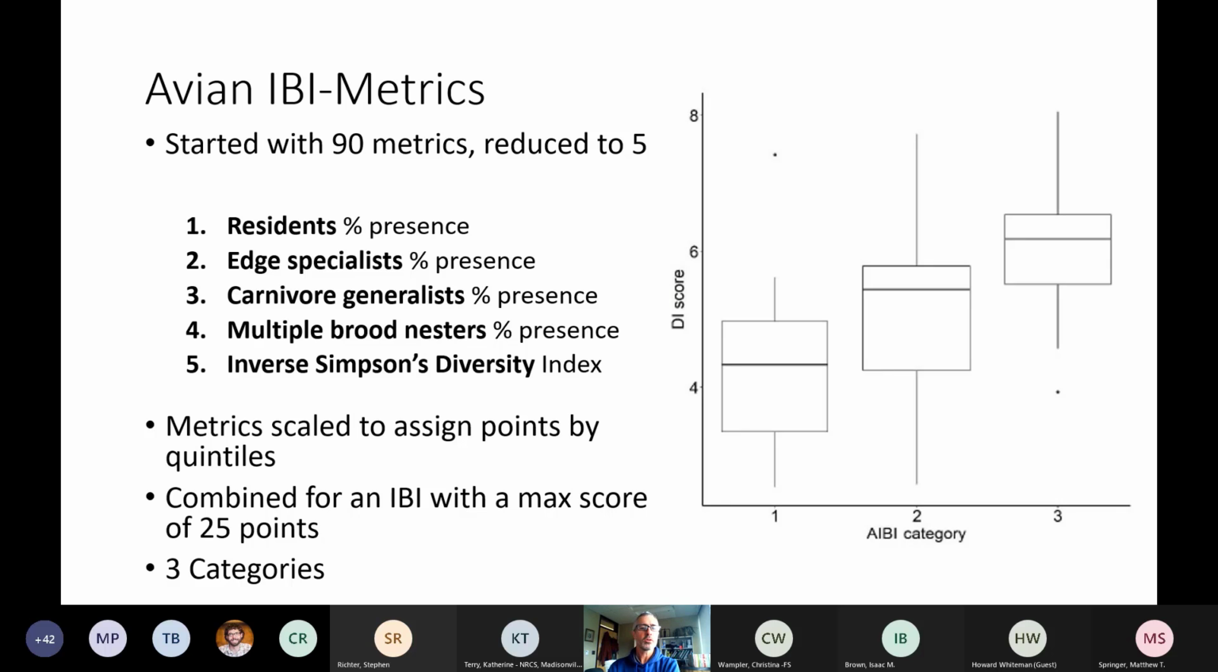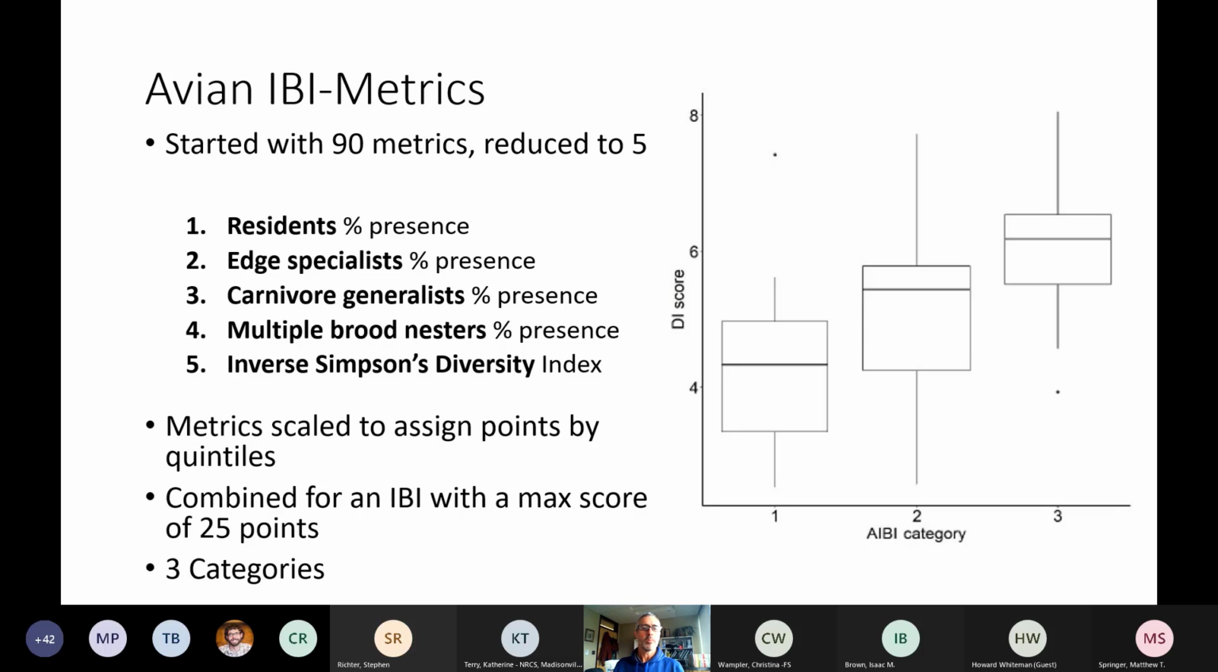So again, some of these metrics reflect the absence of disturbance, like the carnivore generalist and the Simpson's inverse diversity, and others reflect the presence of disturbance, like the percent residents, the percent edge specialist. So it's hopefully capturing different functions, and it's looking at a higher trophic level than we do with plants. So again, those metrics are combined, and each one is worth 5 points.